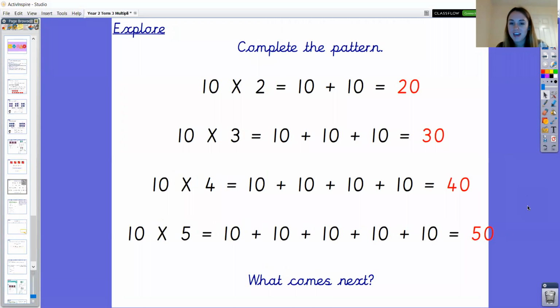Fantastic. Okay. I wonder if you could pause the video here, Year 2, and describe what you can see is happening in the pattern. So what do you notice is happening every time, and what do you think comes next in the pattern? Well done, Year 2. Thank you for talking about it at home or in the classroom.